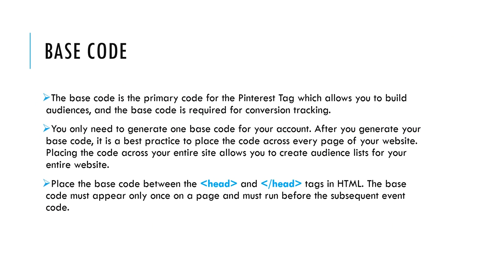You only need to generate 1 base code per website. After you generate your base code, it is best practice to place this code across every page of the website. The easiest way to do this is to copy and paste this base code between the head tags in the HTML of the website. Just remember, the base code must appear only once on each page and run before the event code.